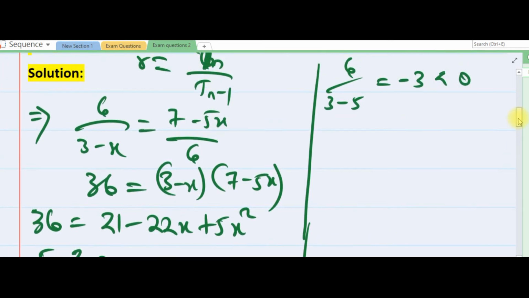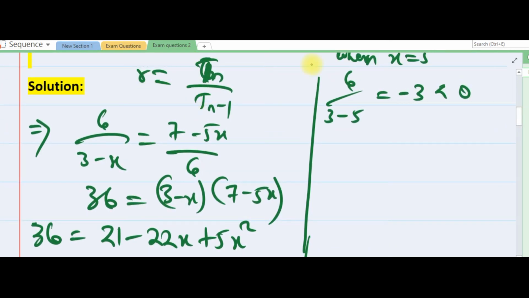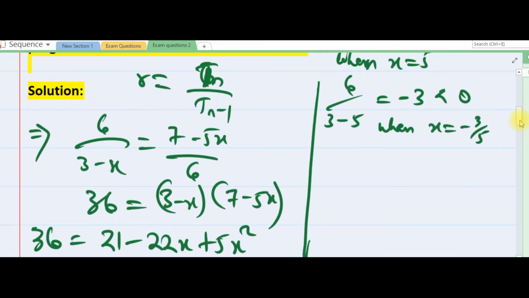Okay, let's check before we conclude. But when x is minus 3 over 5, I think that's it. So we have 3 minus 3 over 5. I think this will turn to positive, to be greater than 0. So therefore our r is minus 3.